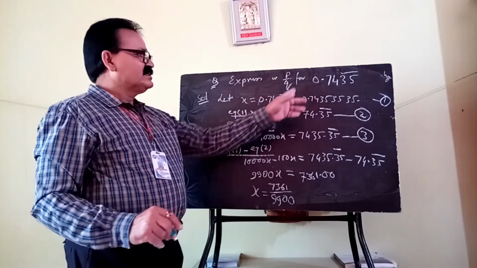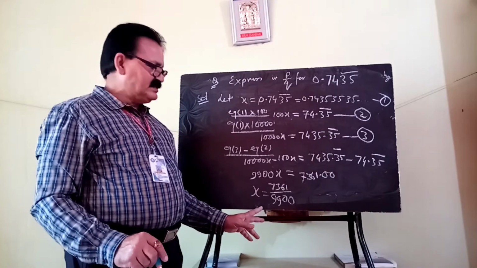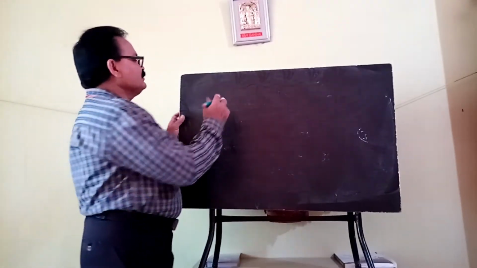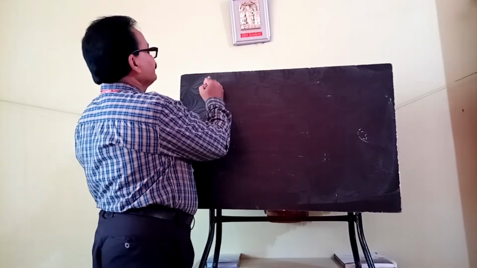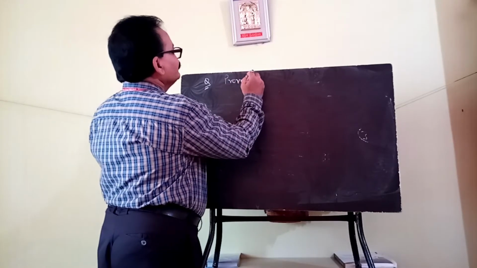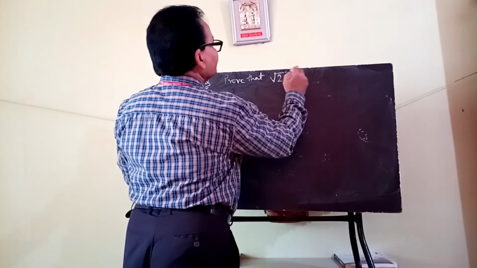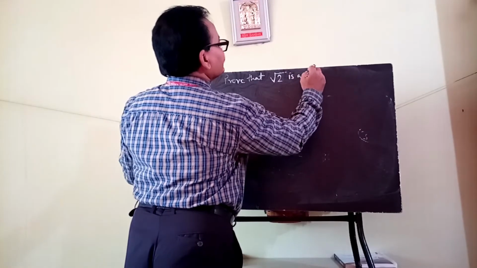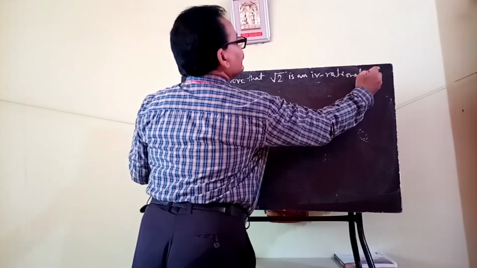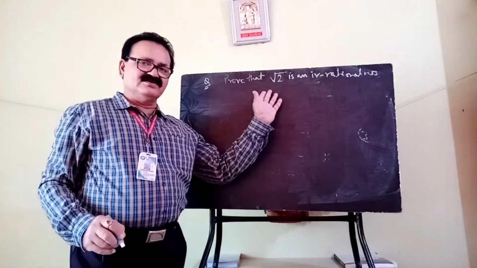Okay, this is in the P by Q form. That means this decimal expression is converted into fractional form, that is P by Q form. Suppose your question is like this: prove that square root of 2 is an irrational number. In this case, you can find out the square root.